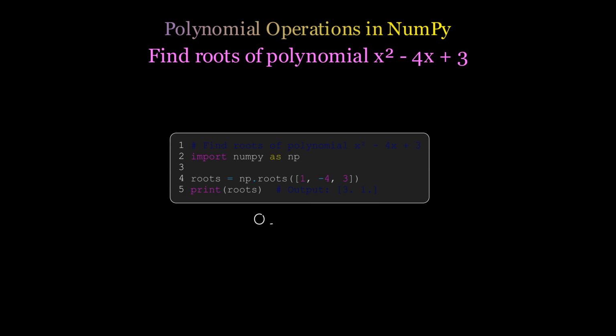The roots function takes coefficients from highest to lowest degree. For 1, minus 4, 3, representing x squared minus 4x plus 3, it finds roots at x equals 3 and x equals 1. These are the points where the parabola crosses the x-axis.